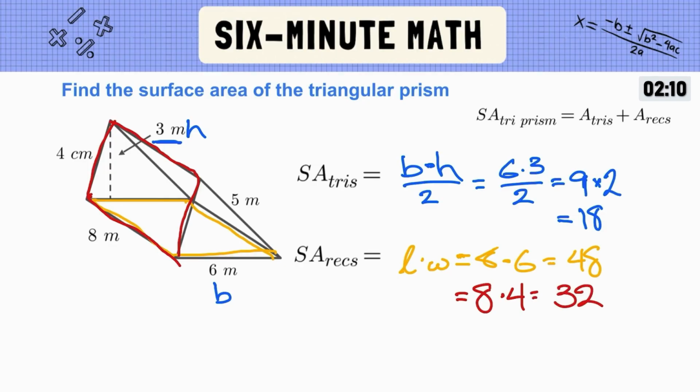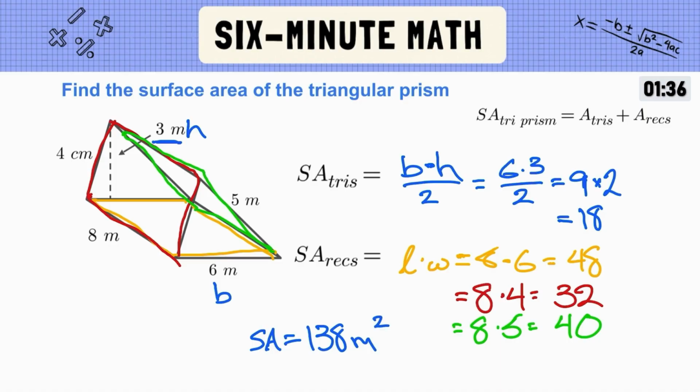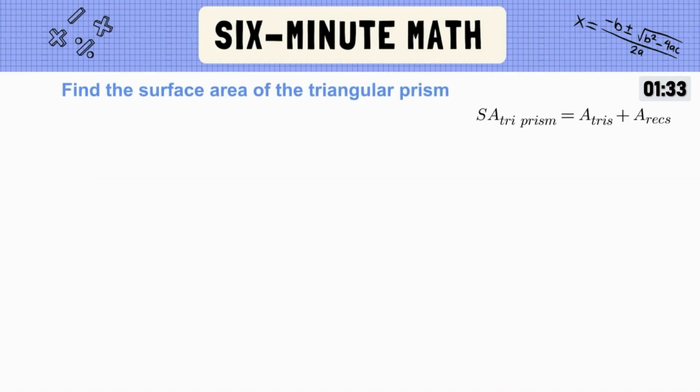And then my last one, it's going to be kind of hard to see here in green, but it's going to be 8 times 5. And that is equal to 40. I am then going to add up all of these. So we have 18, 48, 32, and 40. And when I add those all up, my total surface area is going to be 138 meters squared.